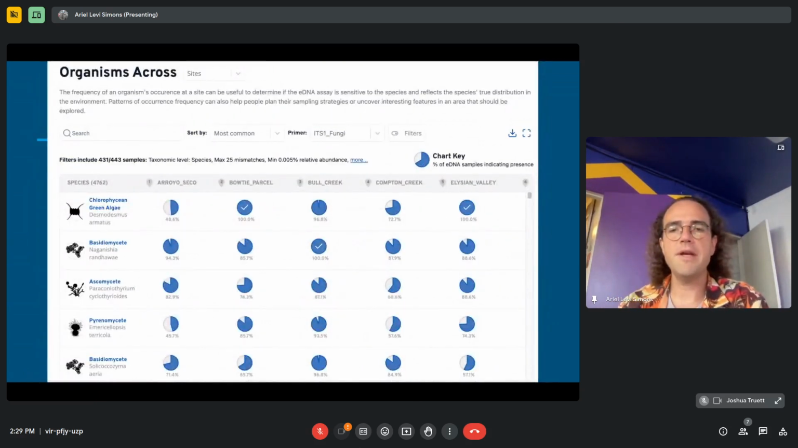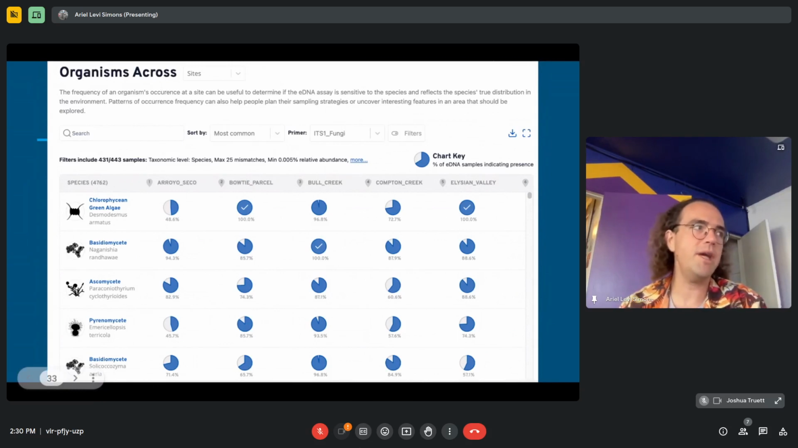We also have a lot to look at within things, by site and by sample. In each site, in this case the LA River study, this is things like Arroyo Seco, the Bowtie parcel. These are locations we've been sampling repeatedly. And this says, oh, you found this species. What fraction of the samples in that site location did you actually find this in?